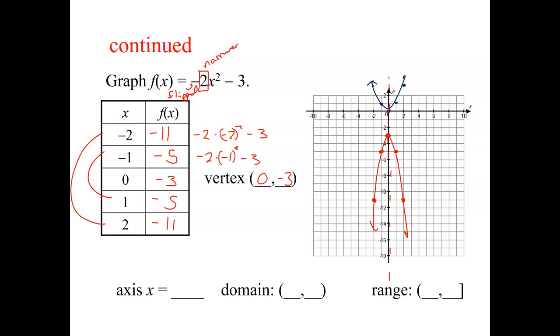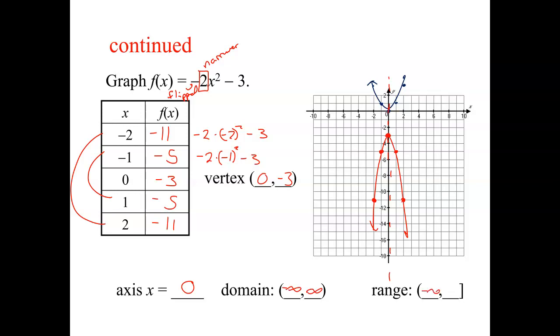What ratio did it make it narrower? By a factor of 2. So if we wanted to be specific, we would recognize it as a vertical stretch by a factor of 2. Axis of symmetry, 0. There was no shift left or right. Domain. There's your freebie questions. Range.